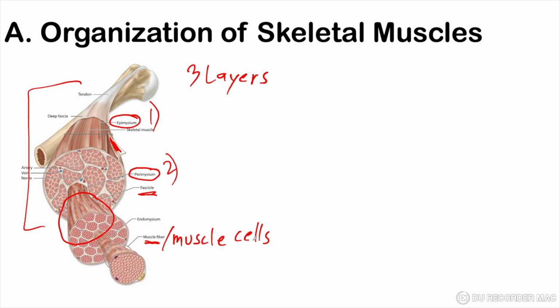So as you can see here, your muscle cell or your muscle fiber is a very elongated cell. And that cell is also surrounded by another layer of connective tissue. We will call this one, that's the third layer, the endomysium. So inside each fascicle, inside each bundle, you have numerous muscle fibers or muscle fiber cells. So you have a lot of muscle fibers inside those bundles, those fascicles.